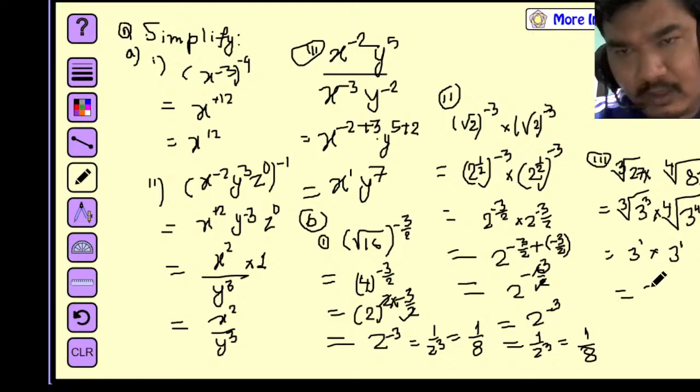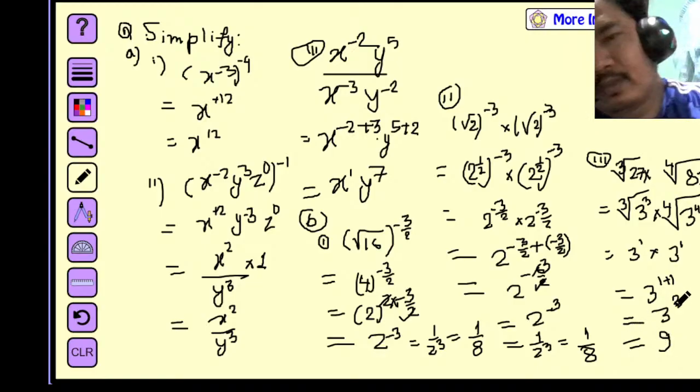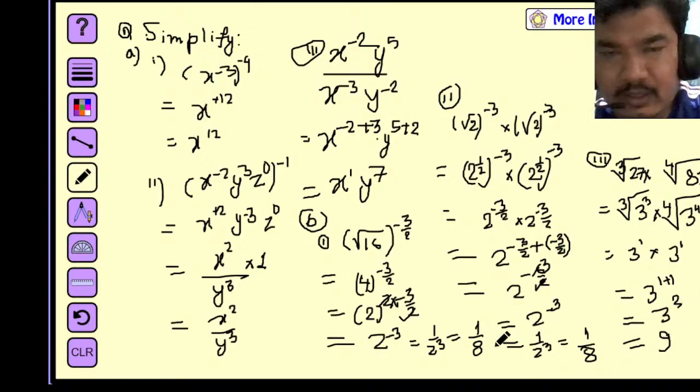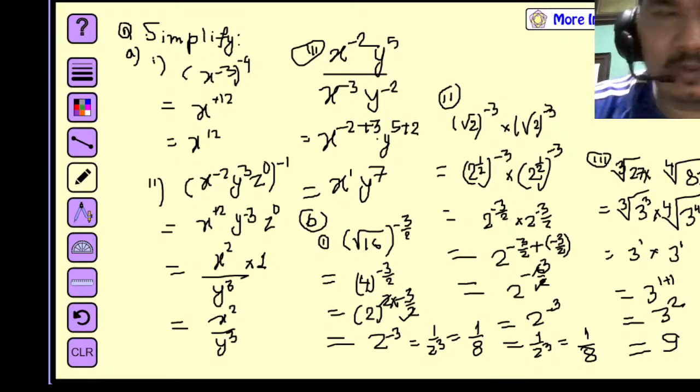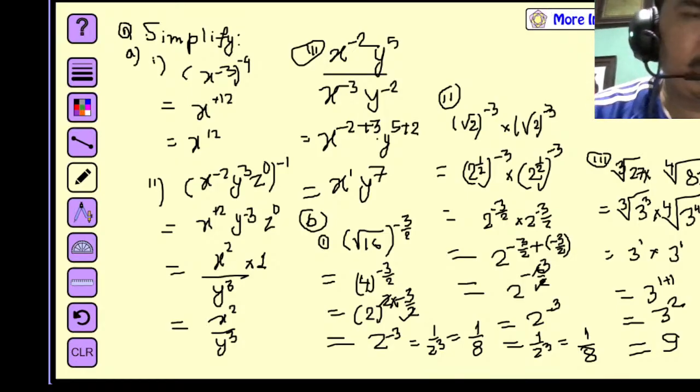Then its answer is 3 power 1 plus 1 power added, so 3 squared. This 3 squared means what? This is 9. Here is 3 squared, and the answer will be 9. 9 is the answer for this question. Like this we have to solve such types of questions, okay?